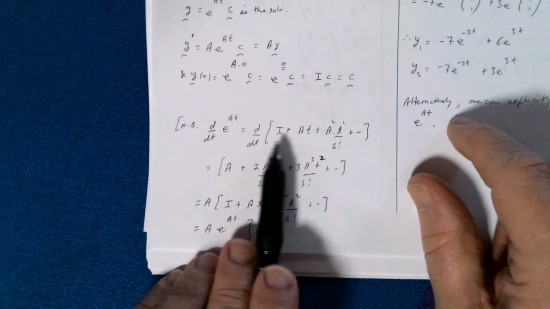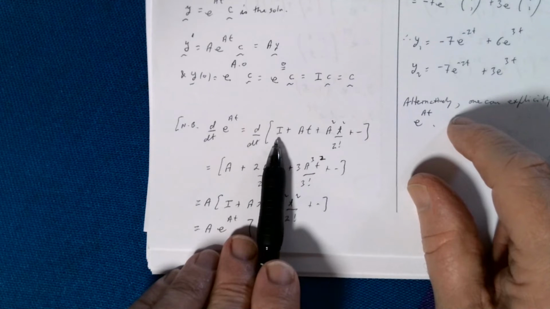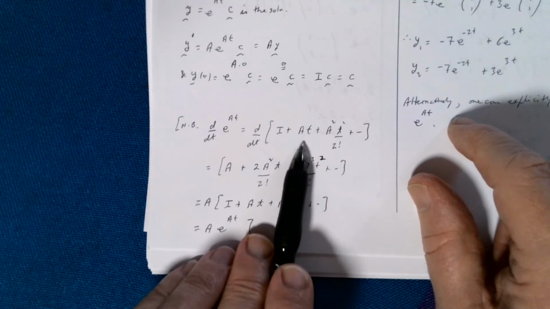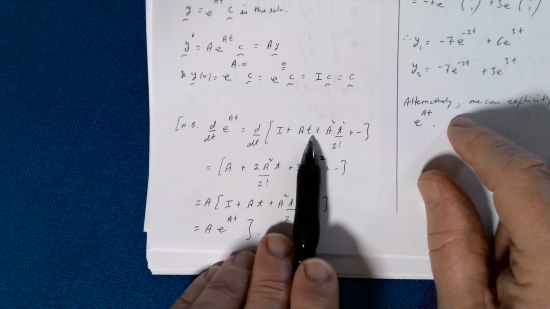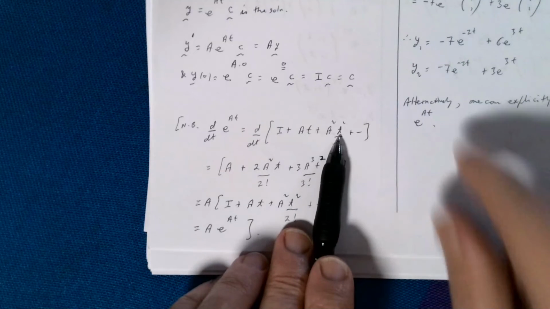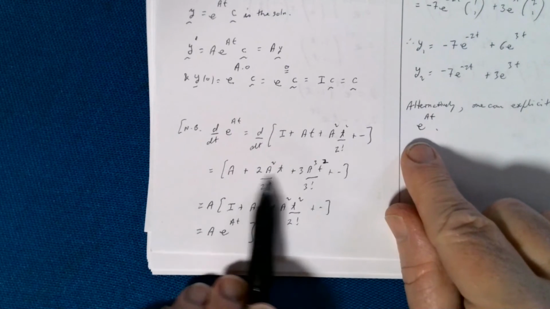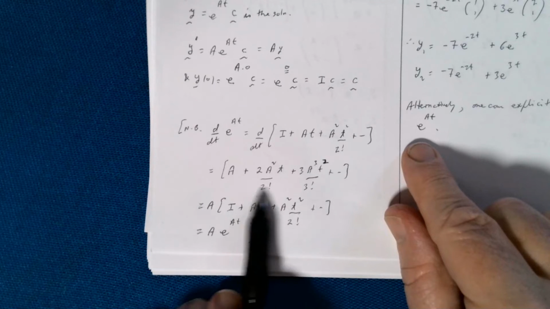So these are just constants. I differentiate this, I'm just going to get nothing. You differentiate AT with respect to T, you're just going to get A. And then, because T now is just a real variable, you differentiate T squared on 2 factorial, you get 2T on 2 factorial, and so on.